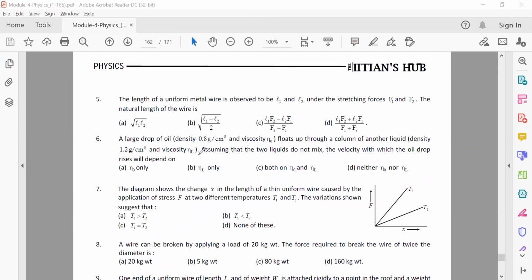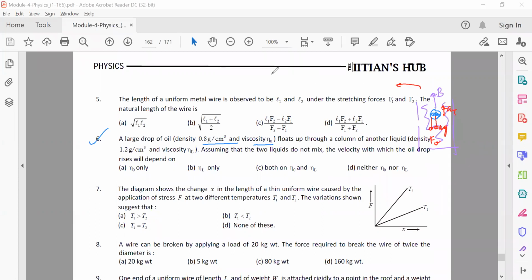Okay, so question 6, a large drop of oil floats through a column of another liquid. So this is that case where the oil drop is inside that other liquid. Let's say this is our oil drop and the other liquid is around it. Now what is happening? The buoyancy applied by the other liquid is greater than the weight of the oil drop. So initially it accelerates upwards, but as it accelerates, viscous force builds up and it develops a terminal velocity.